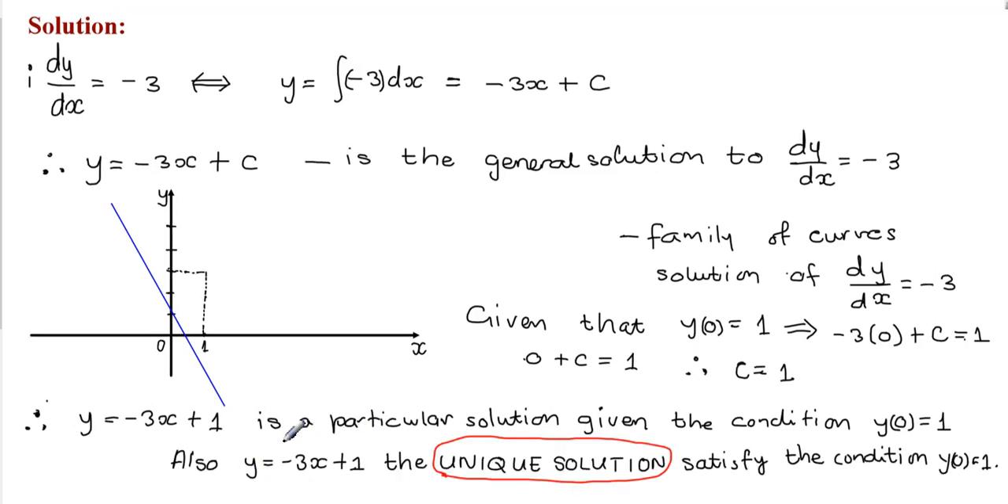In this case, one should emphasize that this particular solution is unique, like I highlighted here, meaning it's one and the only one which satisfies this condition. There are no two particular solutions which will satisfy the one condition given, like say y at 0 is equal to 1. So this will be a unique solution. By unique, we simply mean one and the only one.